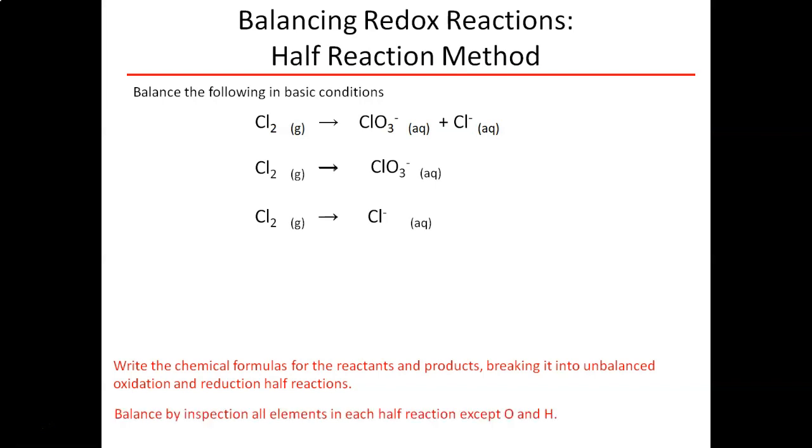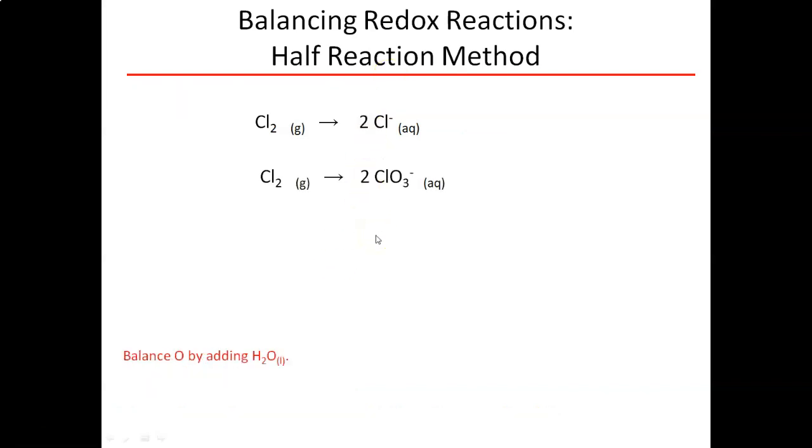First thing, we balance non-oxygen, non-hydrogen. So therefore, I'd have to place a 2 in front of each of these. Now I'm going to balance my oxygens by adding my water. My first reaction doesn't need any. My second reaction needs 6 oxygens. Then I'm going to balance my hydrogen by adding protons. First reaction doesn't need any. Second has 12 hydrogens in the reactants, none in the products. So I'll add my protons. So now both of my reactions are balanced by mass.